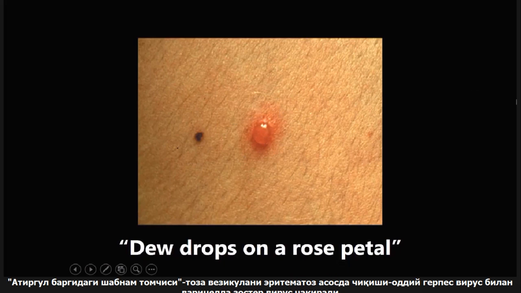For the people who have a more scientific understanding of things, if you will, the other way that this can be stated is a clear vesicle sitting on an erythematous base. So dewdrops on a rose petal equals clear vesicle sitting on an erythematous base. Whichever one works for you. The two primary conditions that you're going to see this with, or the two primary viruses, are varicella zoster and herpes simplex. So dewdrops on a rose petal, you want to be thinking about varicella zoster and herpes simplex.